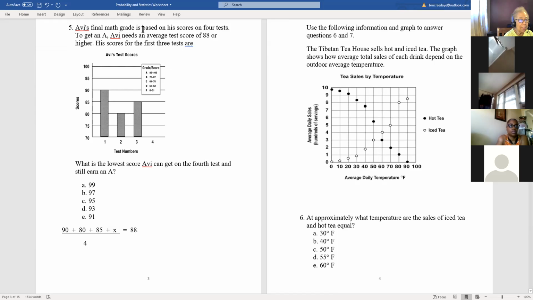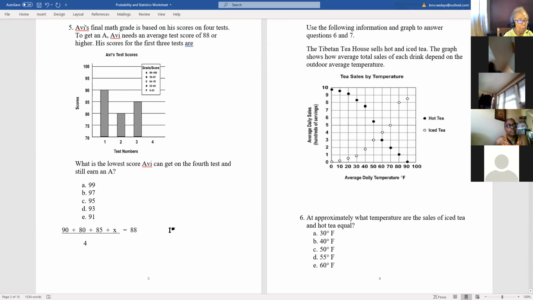The problem says AV's final grade is based on his score on 4 tests. To get an A, AV needs an average test score of 88 or higher. His scores for the first 3 tests are, and they're on the graph, 90, 80, 85. To get an average of 88, we need to find this unknown value of the score. We call it X, that when we divide the sum by 4, we get 88. Everybody follow? Michelle?